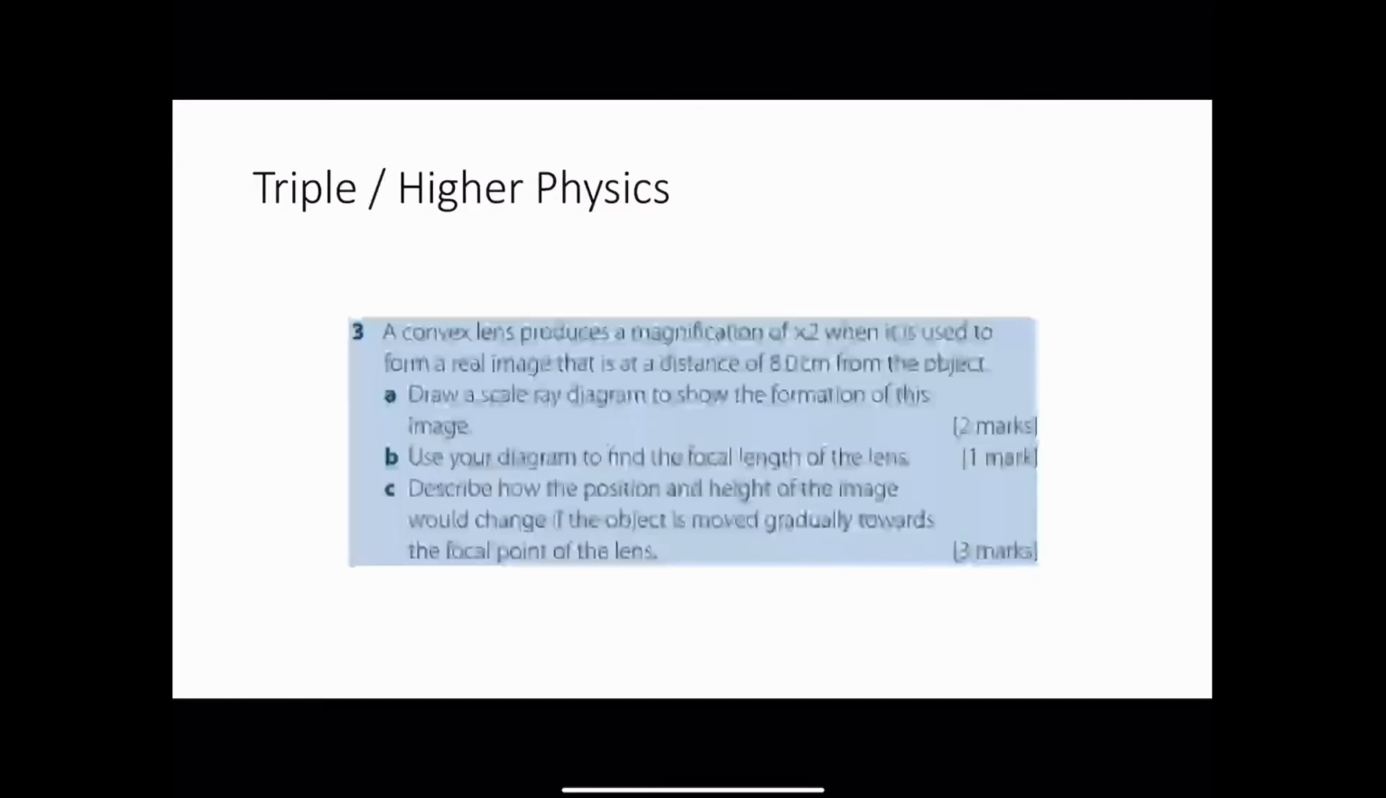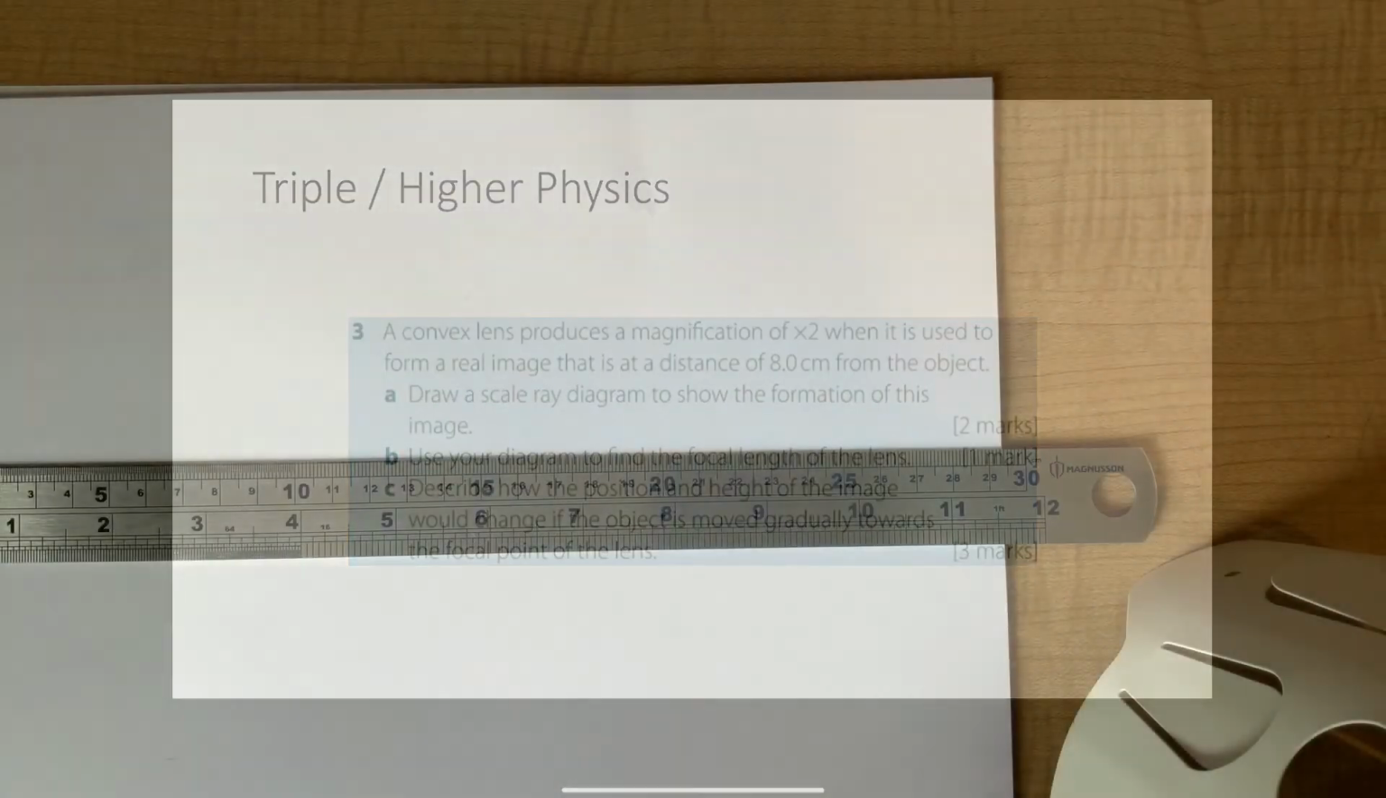So let's have a look at a question. Question says a convex lens produces a magnification of ×2 when it is used to form a real image that is a distance of 8 centimetres from the object. Question A says draw a scale ray diagram to show the formation of this image. B says use your diagram to find the focal length of the lens. And C says describe how the position and height of the image would change if the object is moved gradually towards the focal point of the lens. So I'm going to switch to my visualizer so that we can show you how to do this question.